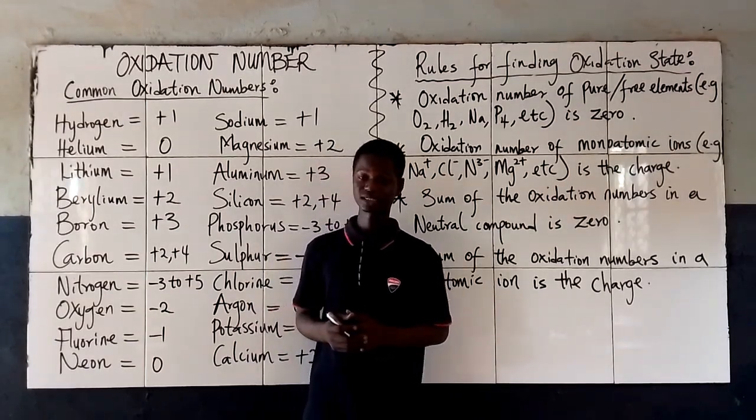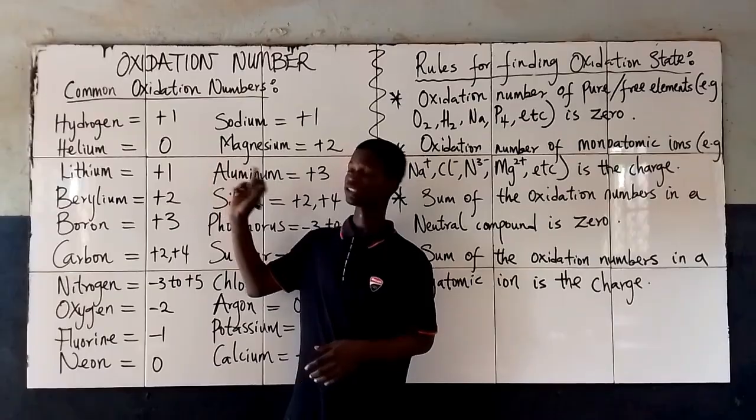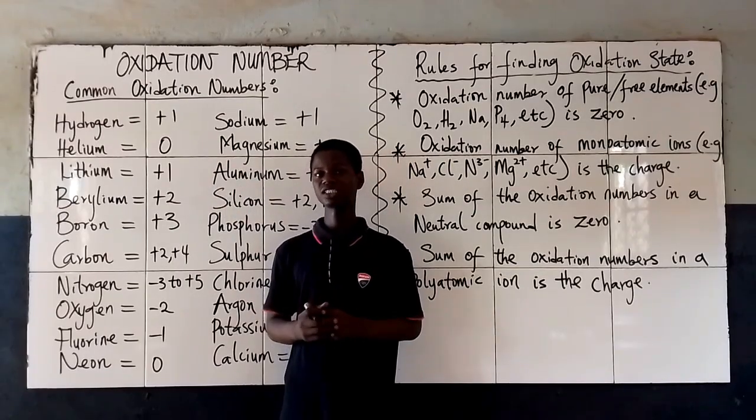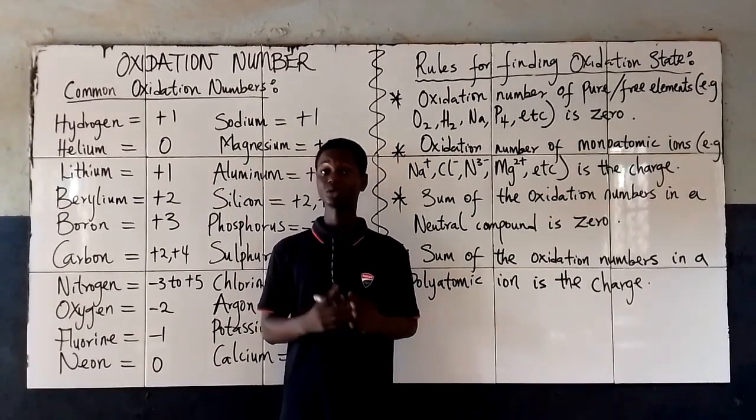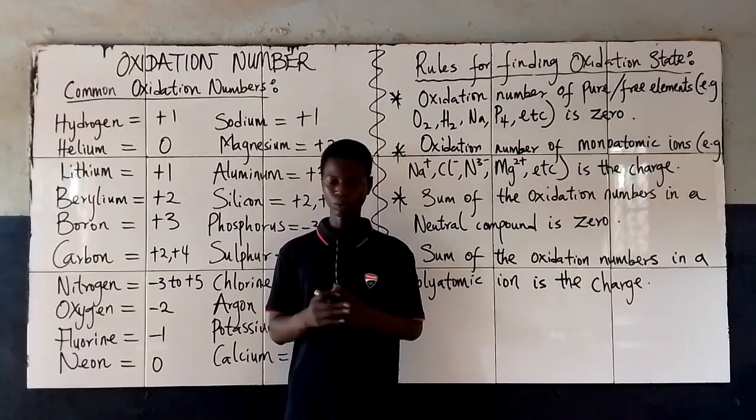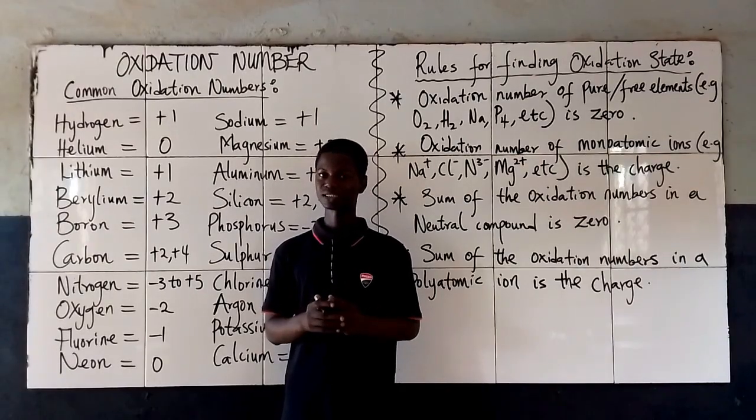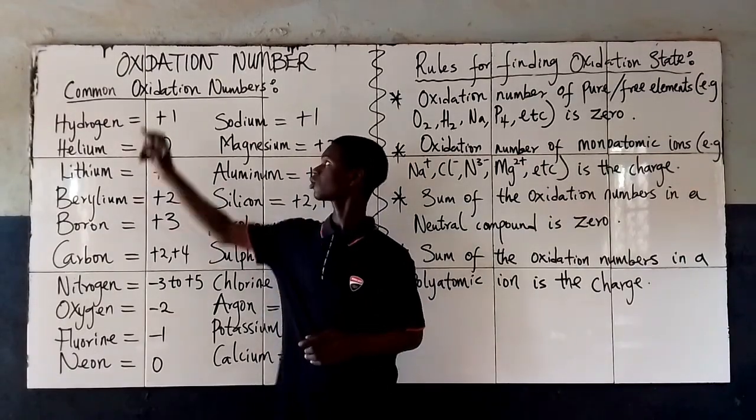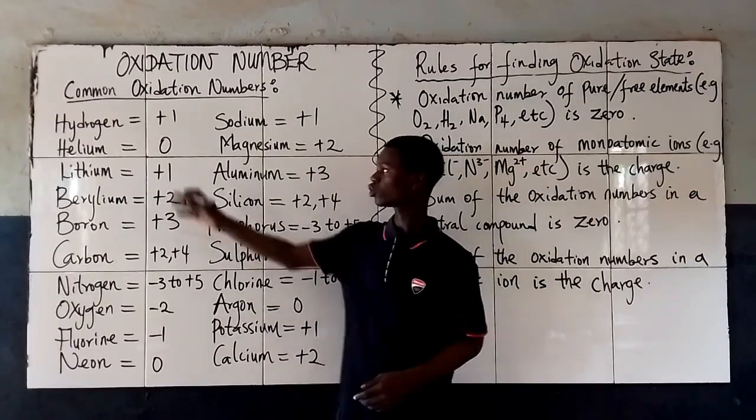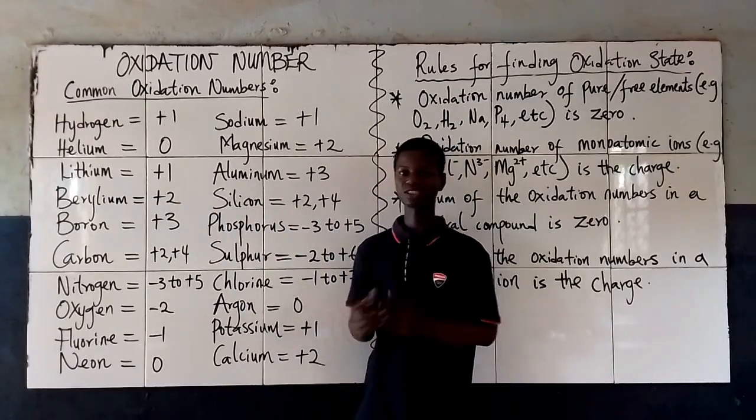And in today's video class, we'll be talking about the topic called oxidation number. The purpose of this class is for us to know how to find the oxidation number of an element in a compound. So without wasting time, let's get started. Now first thing first, common oxidation number. We have to know the common oxidation number for the first 20 elements.